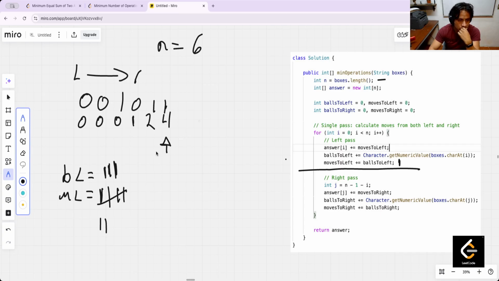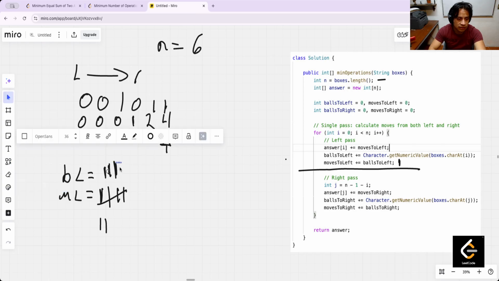Okay, let me check if it makes sense. Left to right, in this case, for move this to the next, it takes only 1. For move this to this, it takes 2 because it's 1, 2. And for the last is 1, 2, 3, and 4 with this. Okay, got it.